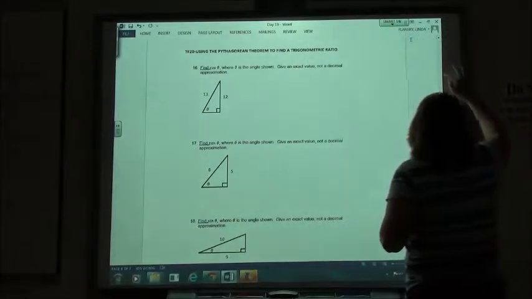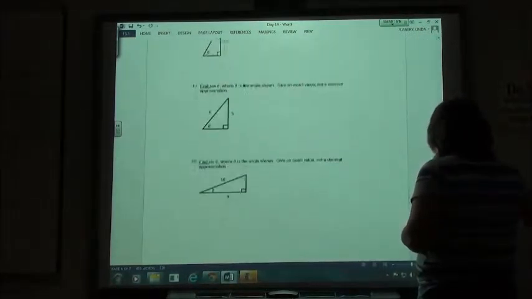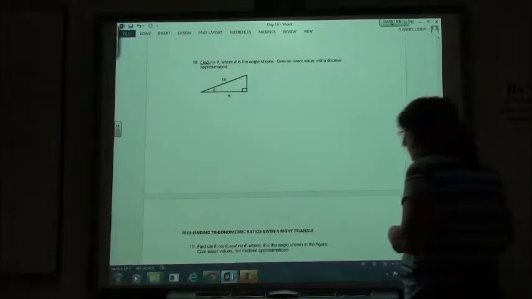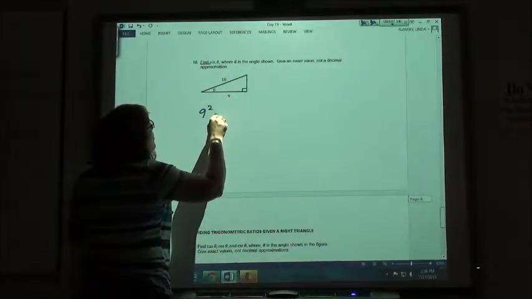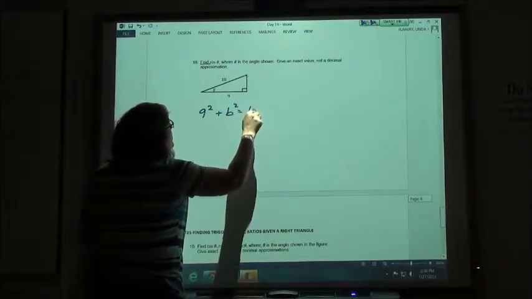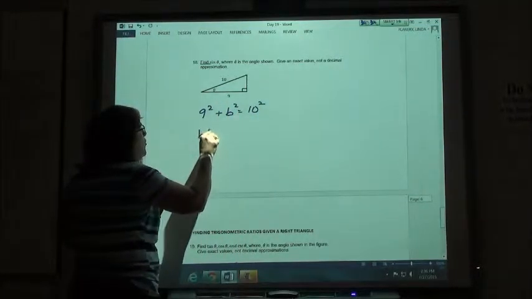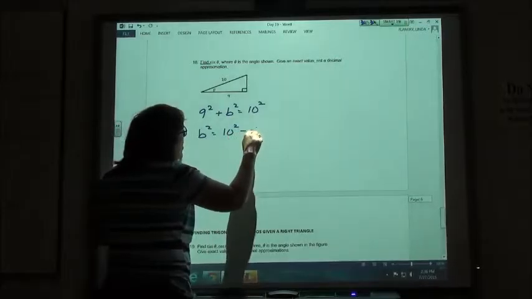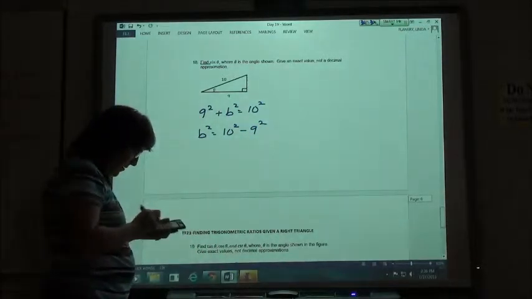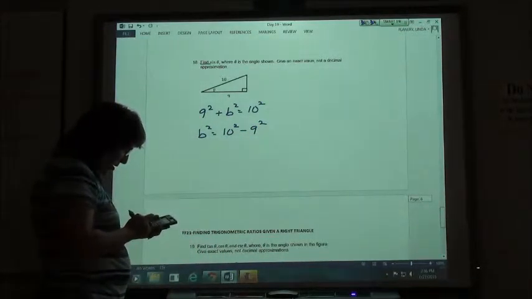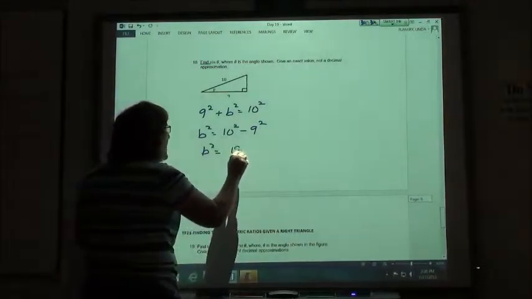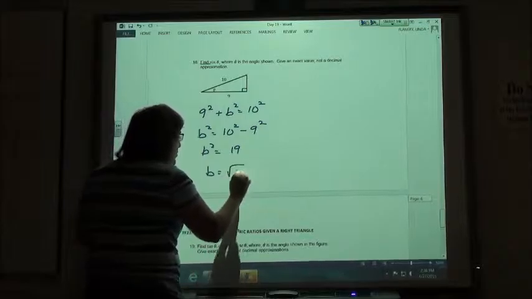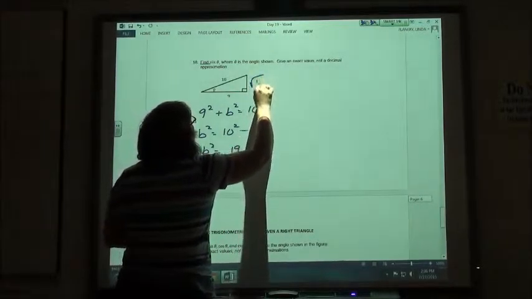And the next one here, if we look at number 18, we would say that 9 squared plus b squared equals 10 squared. So b squared is 10 squared minus 9 squared. 10 squared minus 9 squared is 19. So b squared equals 19. B is going to equal the square root of 19 then.